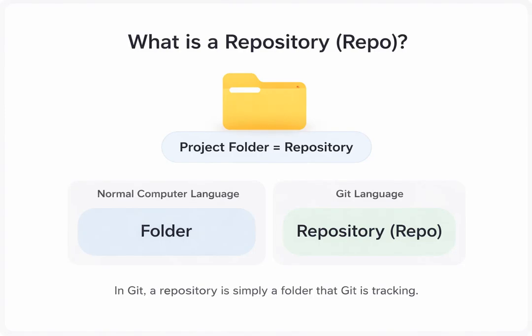Before we go further, let's clarify some terminology. In everyday computer language, we call it a folder, but in Git's language, that same folder is called a repository, or repo for short. So when you hear someone say push to the repo or clone the repo, they're just talking about a project folder, one that Git is actively tracking. It's the same concept, just with a different name in the Git world.